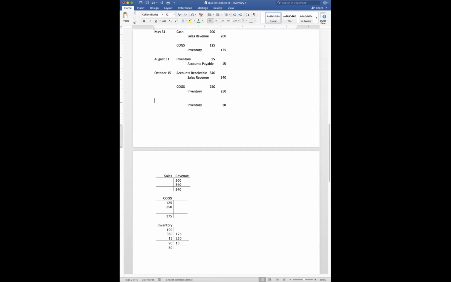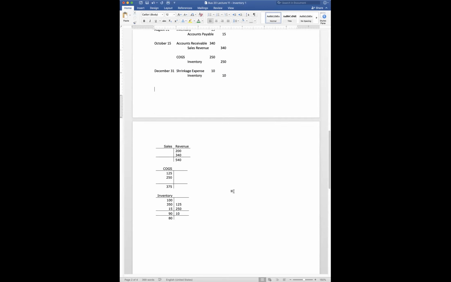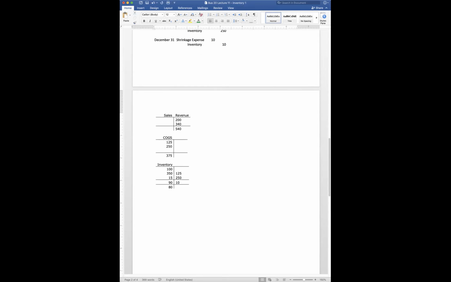All right. Now, why do we have less inventory? Where did it go? Well, that was shrinkage. So the debit is going to be shrinkage expense. So on December 31st, we're going to have our $10 credit to inventory, which we can see here in the T account, right? And that was because of shrinkage expense.